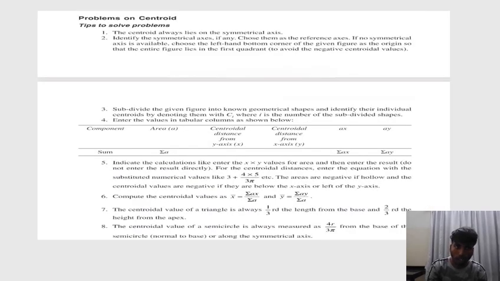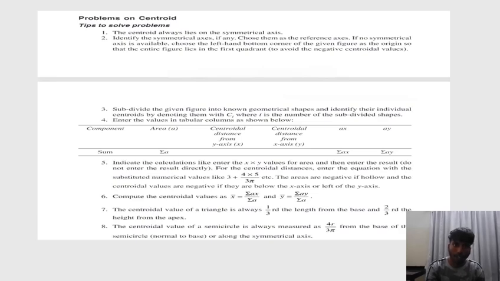Now let us find out the problems on centroid. How to solve the problems on centroid? Tips to solve problems. Number one, the centroid always lies on the symmetrical axis. Second, identify the symmetrical axis, if any, and choose it as the reference axis. If no symmetrical axis is available, choose the left and bottom corner of the given figure as the origin. The entire figure then lies in the first quadrant to avoid negative centroid values.